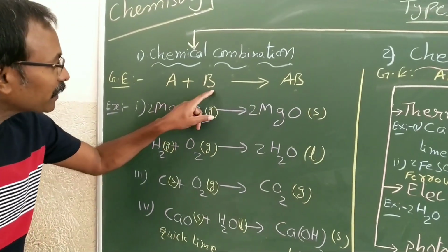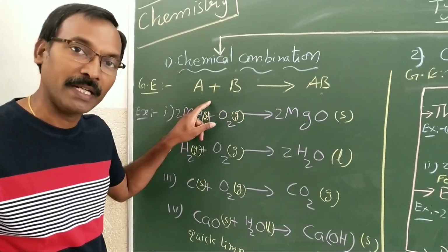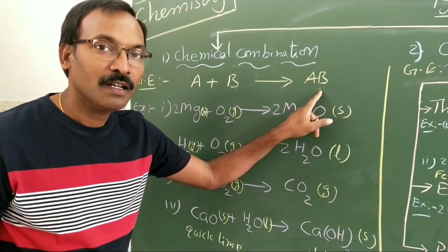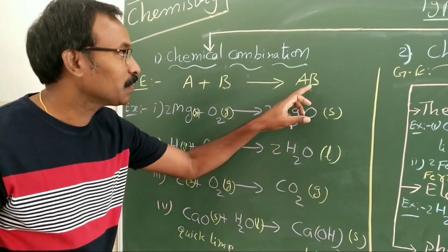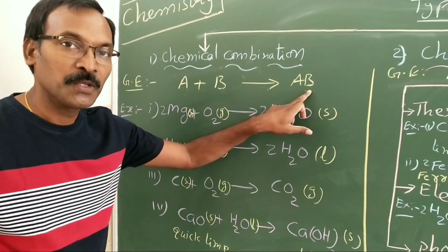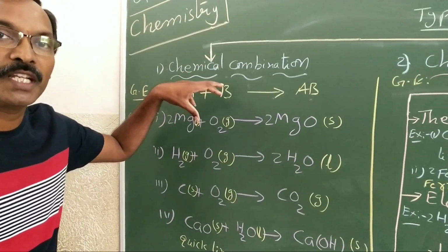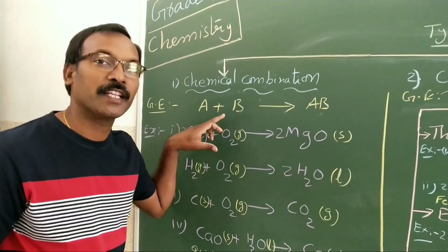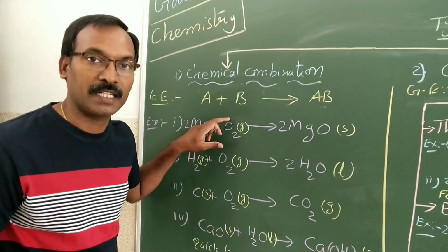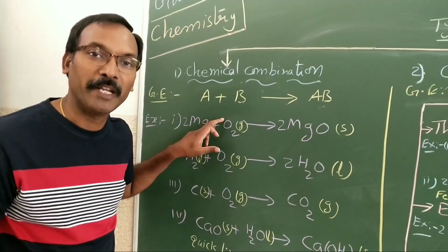Here 2 different substances are involved, simpler substances, simpler compounds or elements, which combine to give you a complex compound or a bigger compound. This is the general equation. Every reaction in this chemical combination follows this skeletal equation or general equation very strictly. It has to follow this, then only we say it is a combination reaction.